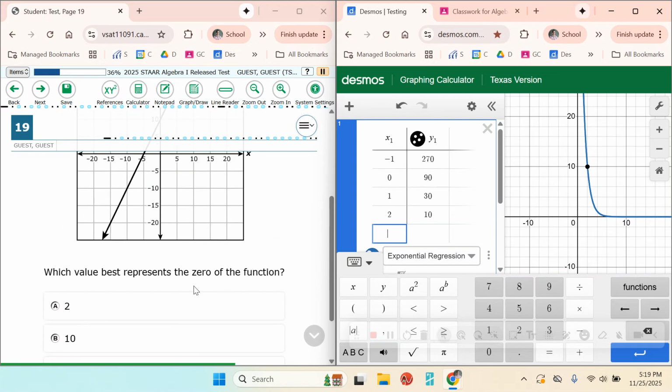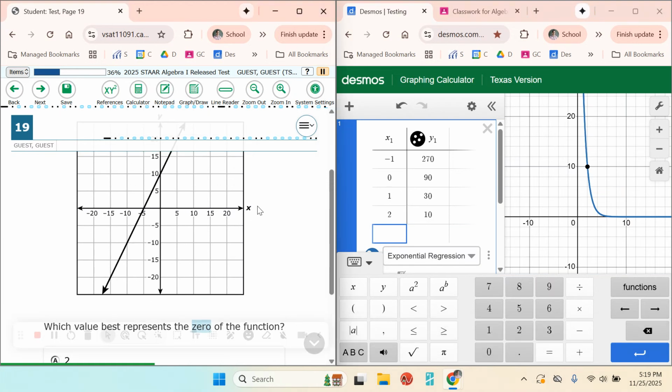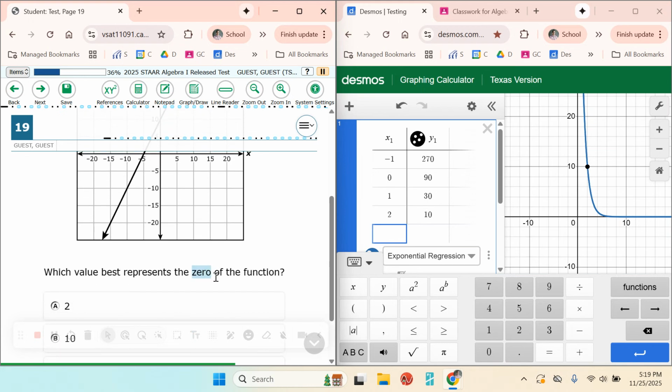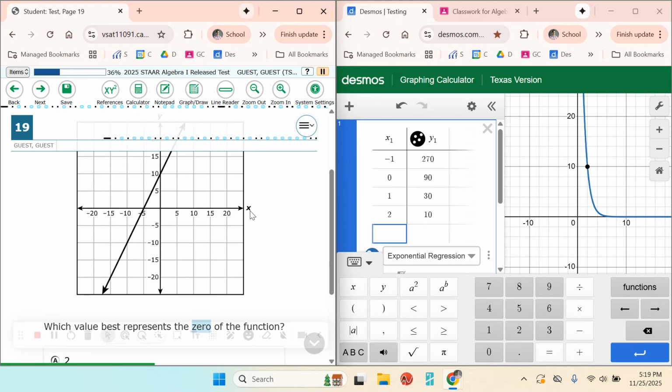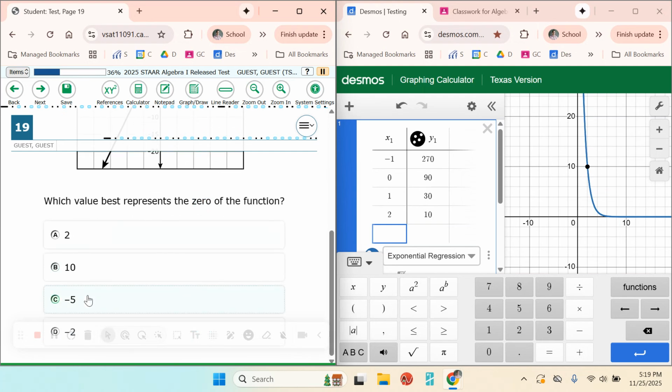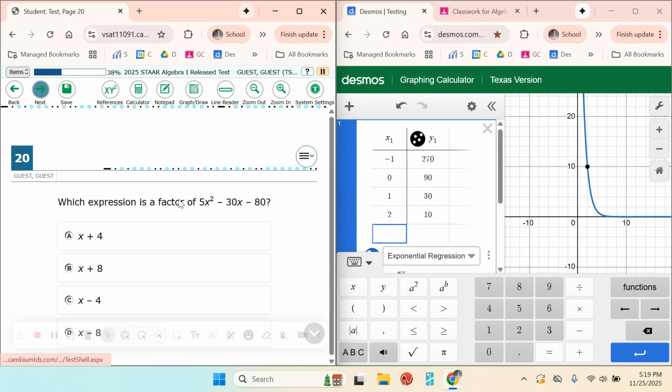Okay, what value best represents the 0? This is going to pop up several times. 0 is the x-intercept. Think of 0 as being flat on the floor. There's the floor of the graph, not below it, not above it, flat on the floor. Where this line crosses it, right there, -5, boom, easy, move on.